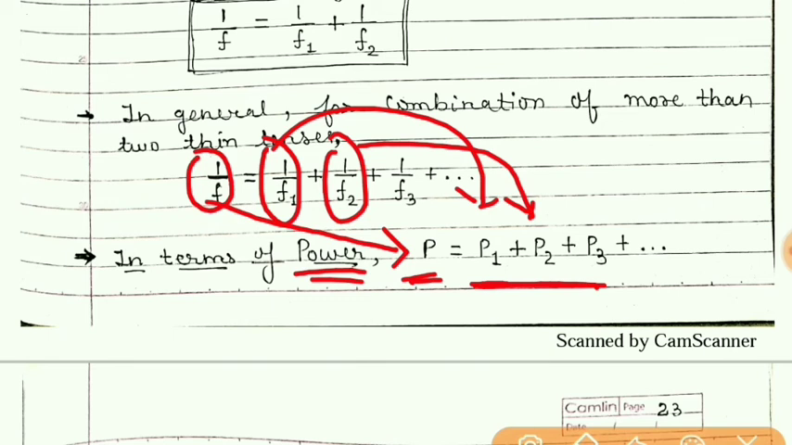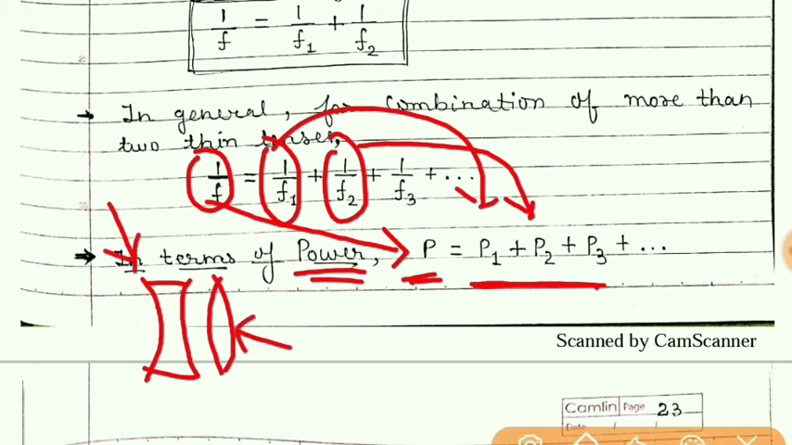But here also students, if the two lenses which are combined are different, that means if one is concave and the other is convex, then when you put the value of focal length of these lenses, remember for a concave lens it is negative, and for a convex lens the focal length is positive. So the addition or summation should be taken in that form only, considering the sign convention.